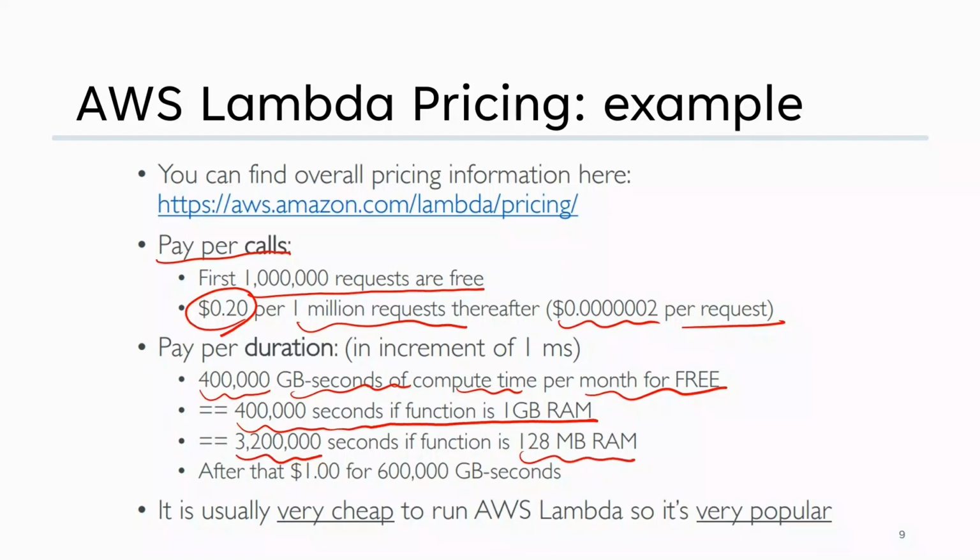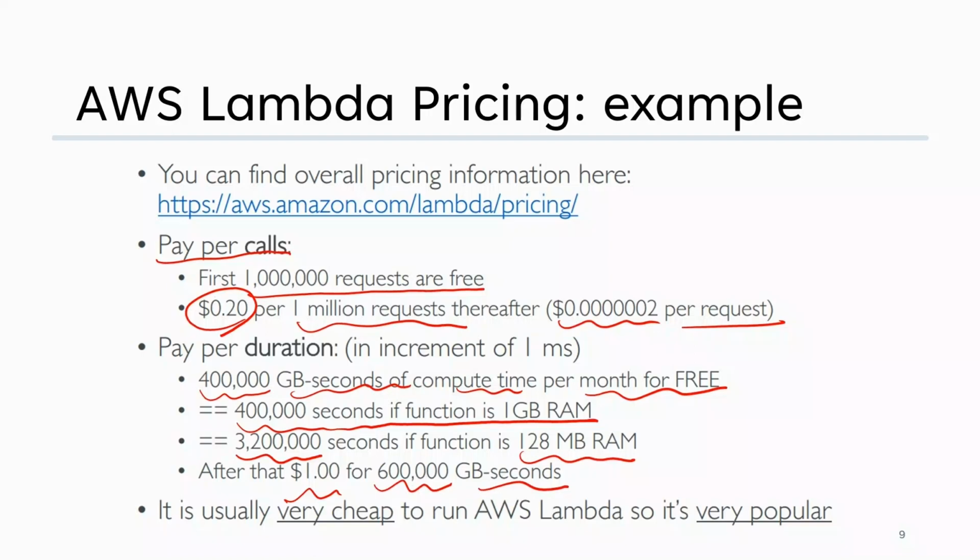If you are using less RAM, you are getting more compute time, and basically you don't have to use 1 GB of RAM for short executions of your Lambda function. 128 MB or 256 MB will also do. After that, there is $1 for 600,000 GB-seconds. So basically you are spending minimal or negligible money for what you are actually getting.